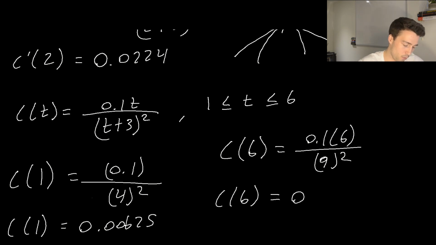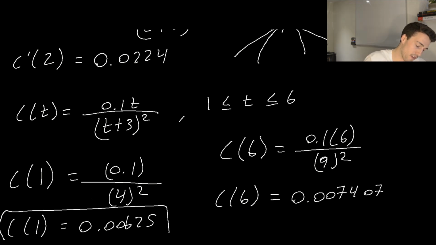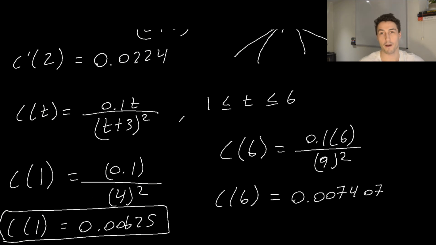So this is 0.007407. So clearly this value is smaller than the other value. And we already found the maximum, and that was at time equal to 3. So here we have a minimum value at this endpoint. So that would be the minimum concentration. It kind of makes sense because we're administering this medicine and it's not yet in the patient's bloodstream.